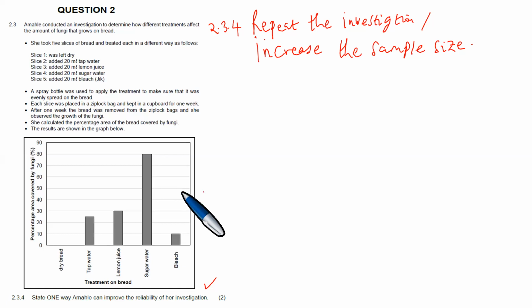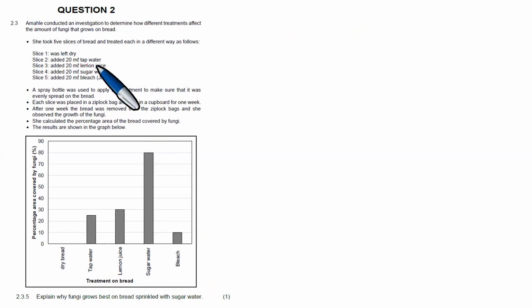Okay. Right. Next question. Amahle is continuing with the investigation in this life sciences exam paper, but now explain why fungi grows best on bread sprinkled with sugar water. Why is it that sugar water is showing the greatest growth of the fungi? Why is dry bread not growing any fungi? Why is the one with bleach not growing a lot? Why is the one with tap water less? So those kinds of things. Explain why fungi grows best on bread with sugar water. We answer the question.